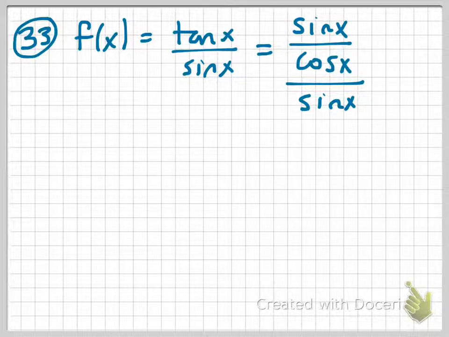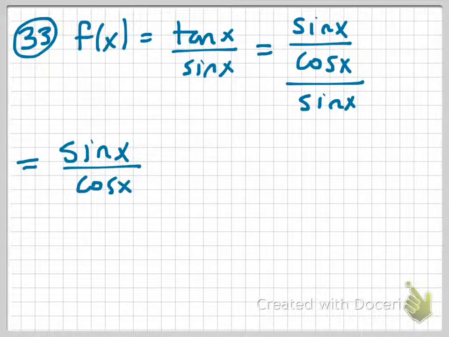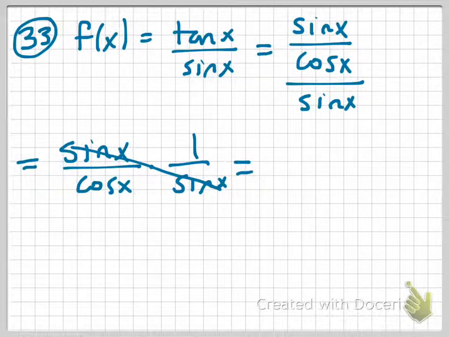Dividing by a number is the same thing as multiplying by its reciprocal. So we get sine x over cosine x times 1 over sine x. So what we're left with is 1 over cosine x. Now, we don't need to convert that because it's going to help us to leave it in that form. And why you would leave it that way versus not has to do with what it is you're trying to do.